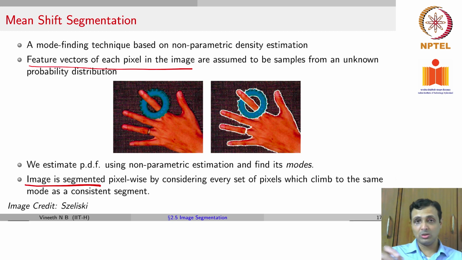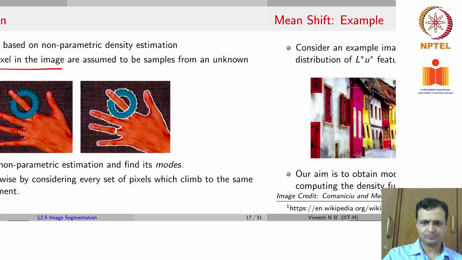Once you identify the modes, the image is segmented pixel-wise by considering every set of pixels which climb to the same mode as a consistent segment. We'll describe this over the next few slides.